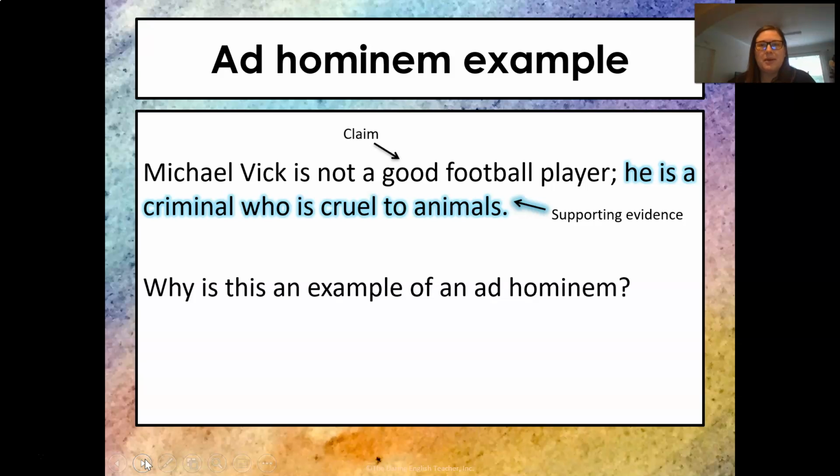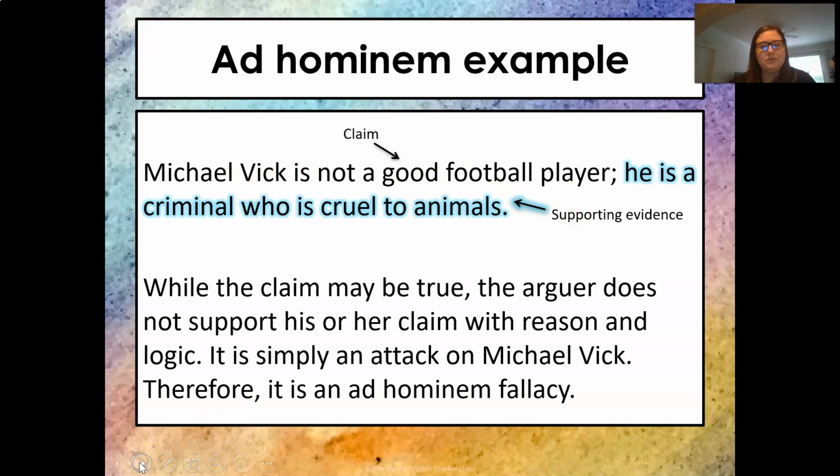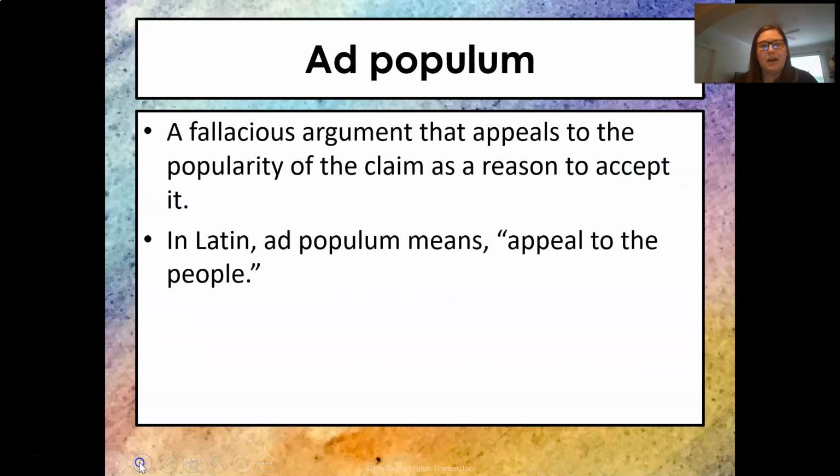I don't know if you all remember Michael Vick. This was a while ago. Were you in elementary school? I think so. He was a football player who was convicted of, I think, dog fighting. You all might know more about it than I do. So this argument is a logical fallacy because the claim Michael Vick is not a good football player is not supported by the evidence. The evidence is attacking Michael Vick, the person, not attacking his ability to play football. So this is an example of ad hominem.